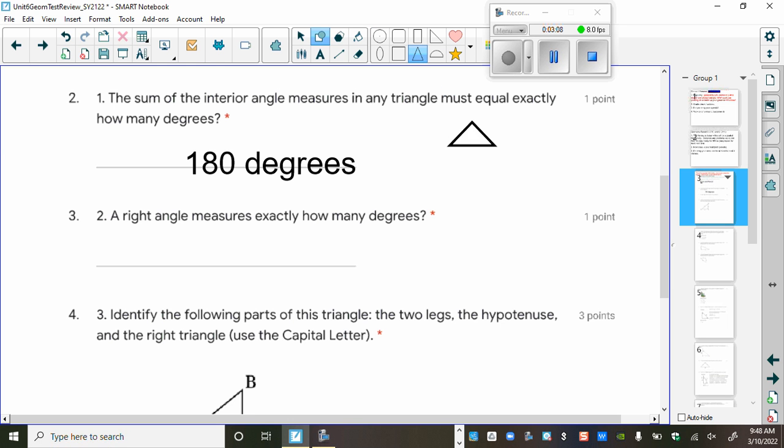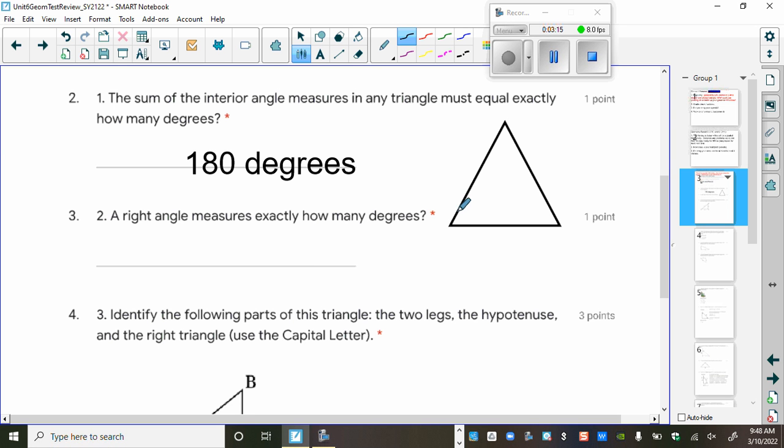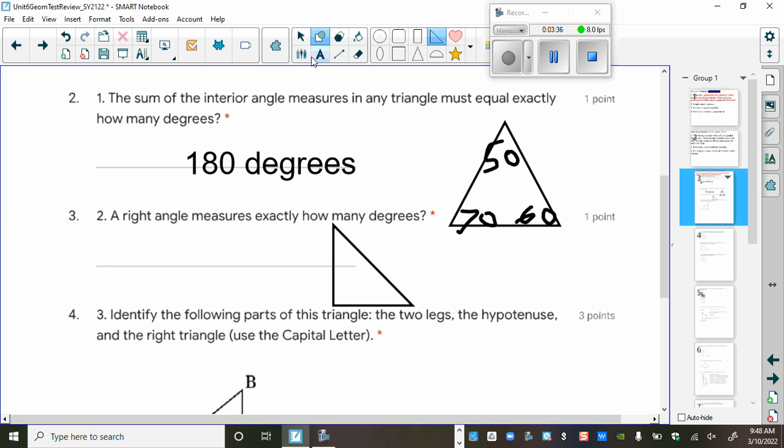No matter what. You have 70, 60, I'm just making something up, 50. No matter what, it adds up to 180. Now, what about the next one? 90 degrees. A right angle is 90 degrees, exactly.